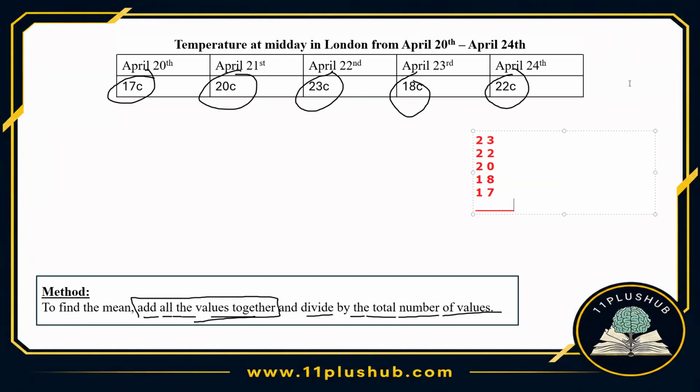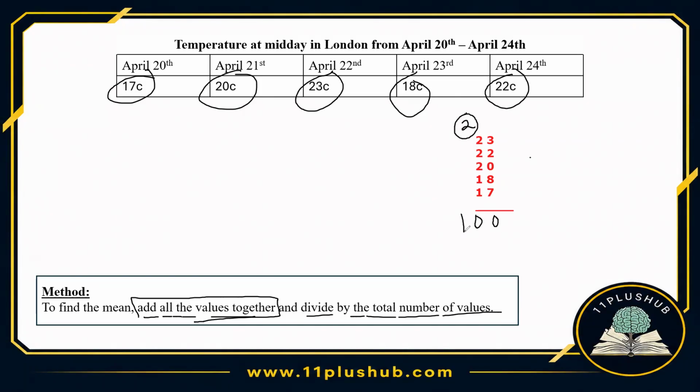All right, so let's add the ones. 3 plus 2 is 5, plus 0 is still 5, plus 8 is 13, plus 7 is 20. So once I've added those ones, I get 20. Put the second digit underneath, and the first digit gets carried over. Then I've got 2 plus 2, which is 4, plus 2, which is 6, plus 1, which is 7, plus 1, which is 8, and then I've got the 2 that I carried over, so 8 plus 2 is 10.